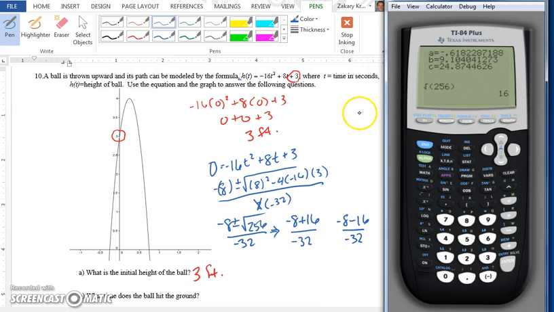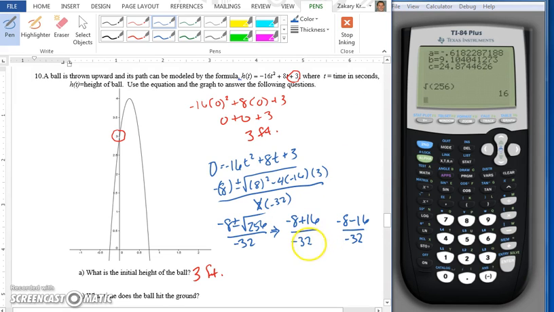So then we split it, one's plus, one's minus, and remember you either have to put these in parentheses or do them separately. So -8 plus 16 divided by -32 gives us -0.25, and then -8 minus 16 divided by -32 gives us positive 0.75. So again, that's just plugging it in the calculator. We're not going back in time, so it takes that ball 0.75 seconds to hit the ground.